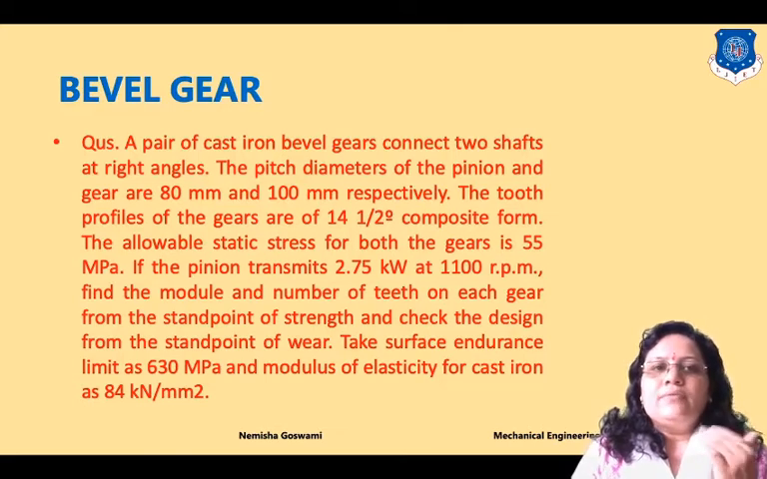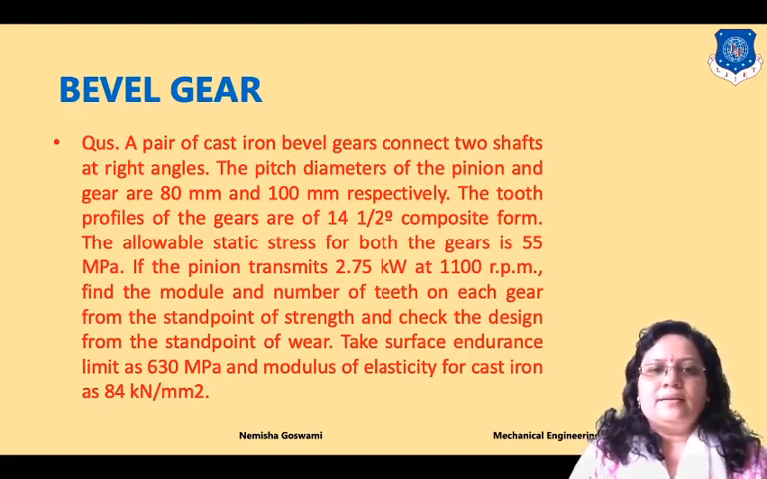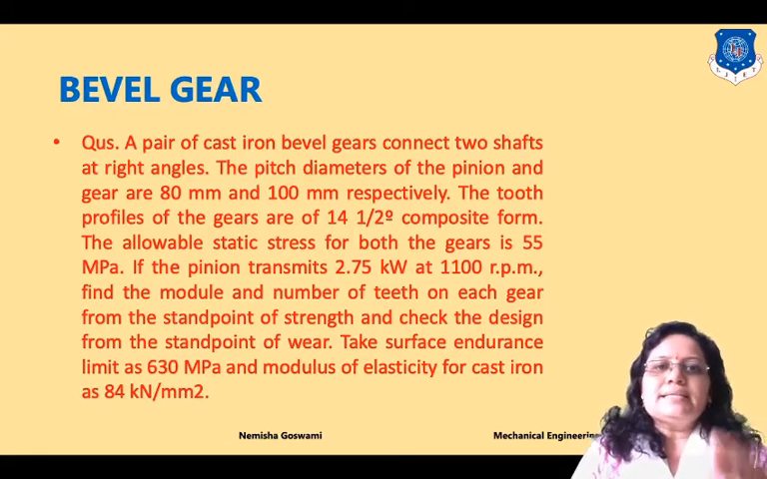So what we have to find out? Find module and number of teeth on each gear from the standpoint of strength. Strength means Wt, tangential load, and check the design from the standpoint of wear. Take surface endurance limit as 630 megapascal and modulus of elasticity for cast iron as 84 kilonewton per mm square. So these are the given data.